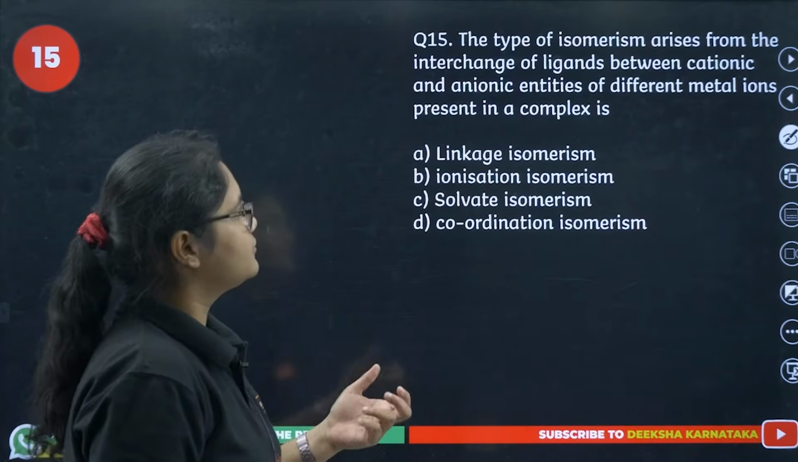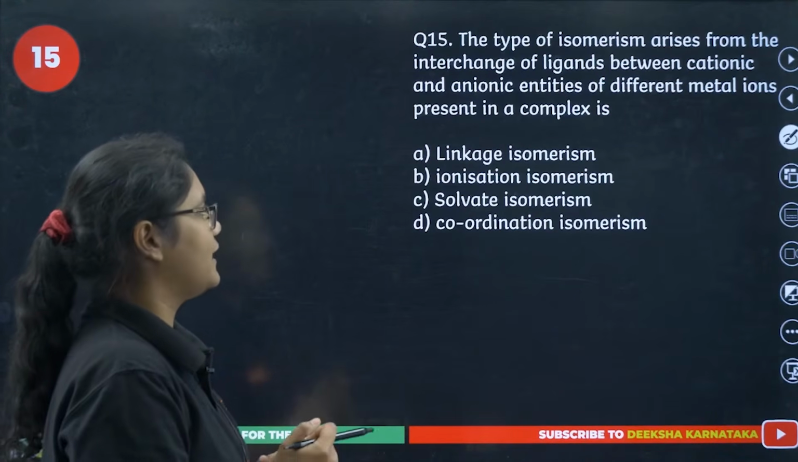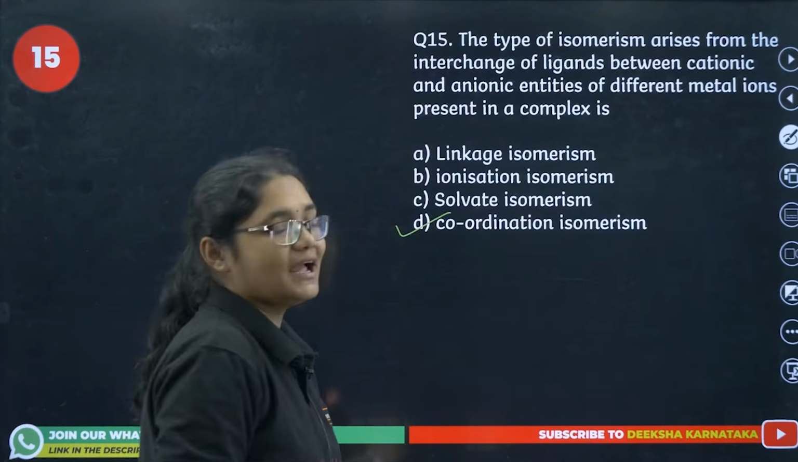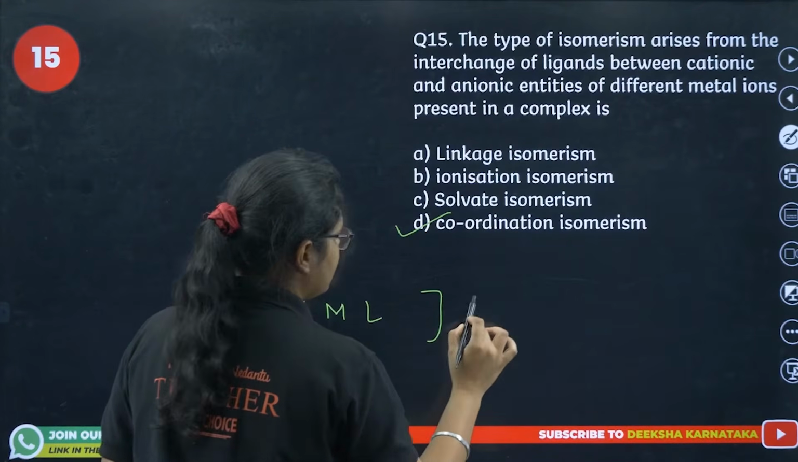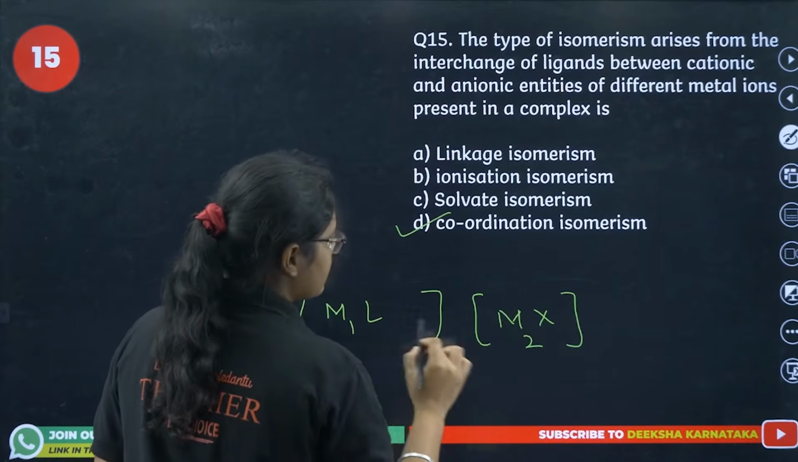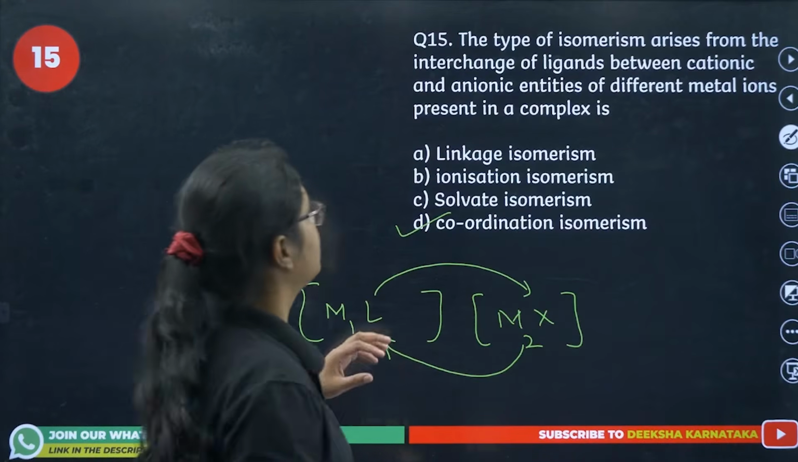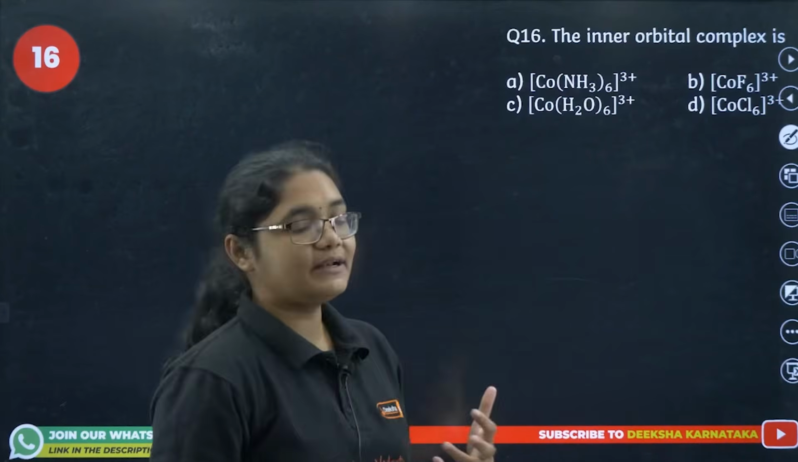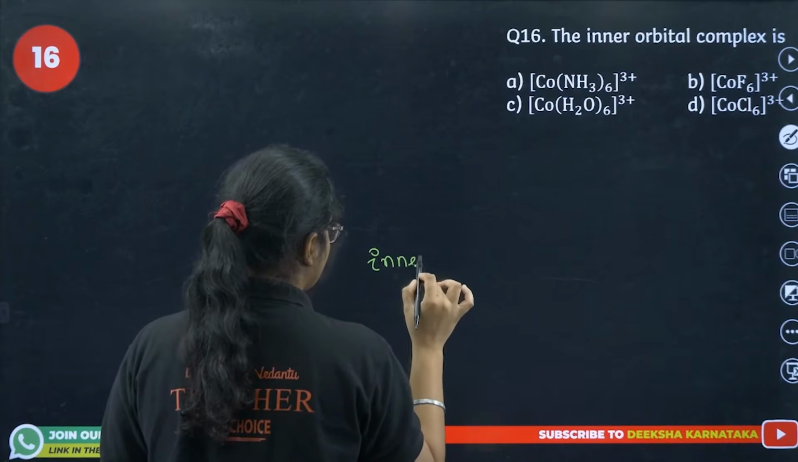Next, the type of isomerism that arises from the interchange of ligands between the cationic and anionic entities of different metal atoms present in a complex is called coordination isomerism. So here, suppose you have metal 1 and ligand, and you have another metal and ligand. This is M1, this is M2, so the ligands can get exchanged here. That is called coordination isomerism.